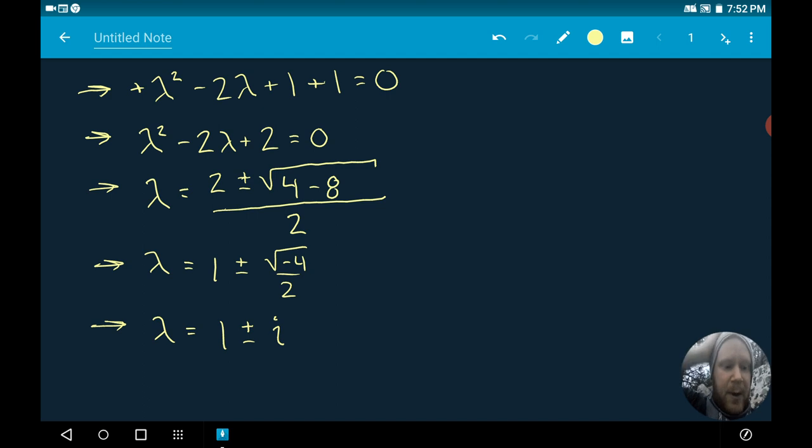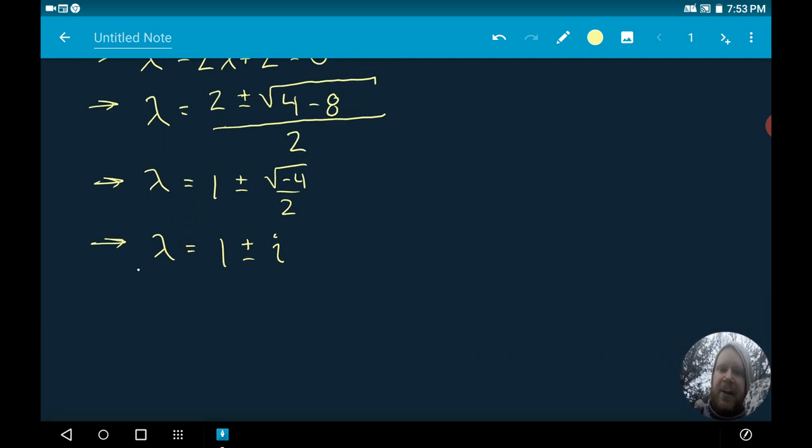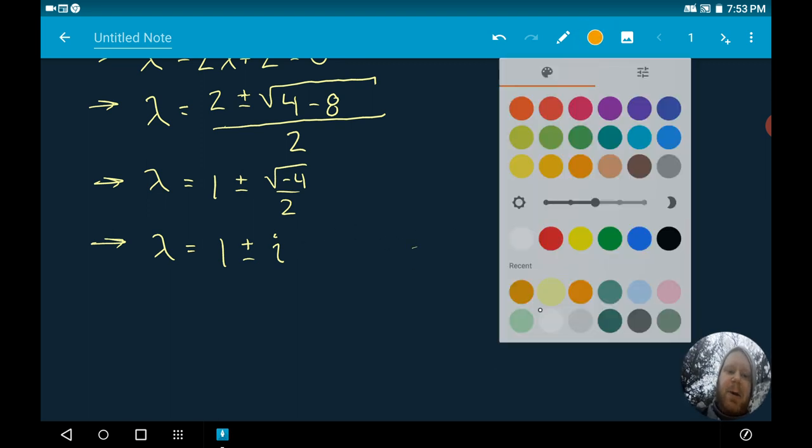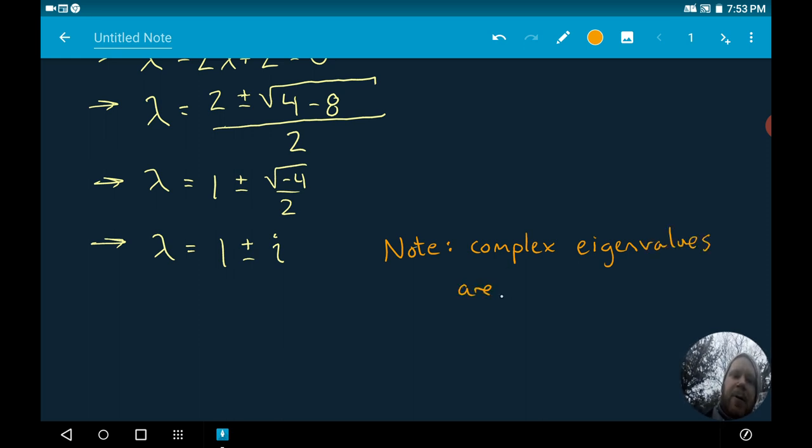Couldn't be any easier, but we'll see that there's more we have to do when we get to the eigenvector set, and I'm asking you to find the real valued solution, so you know that that required a little bit more work in the last chapter, chapter 3. That's going to be the same here. I'll pause and take a little note here. It says note: complex eigenvalues are always complex conjugate pairs.